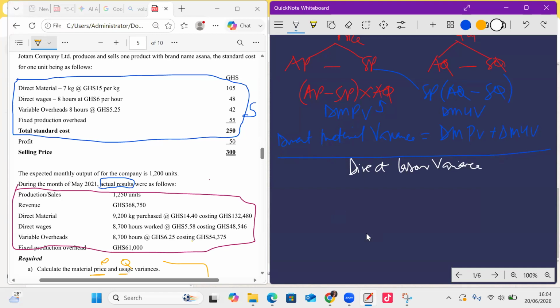Direct labor variance. Watch another way. If you want to know the two factors to combine to have the direct labor costs, look here. This is direct wages. It's also called direct labor. What item do you see here?